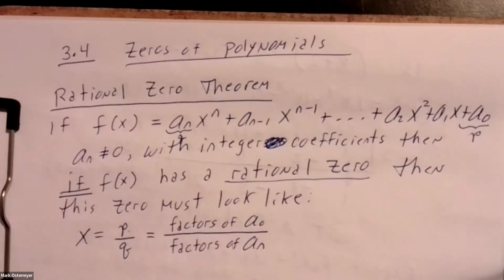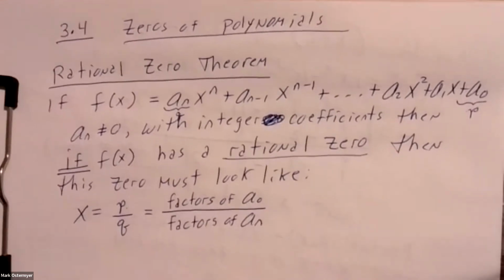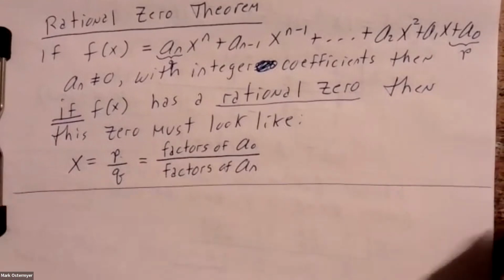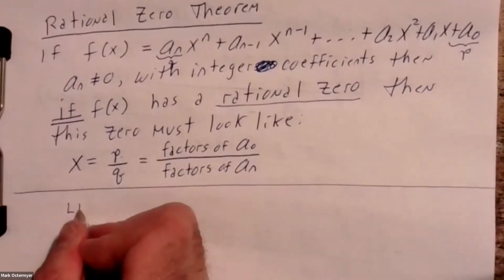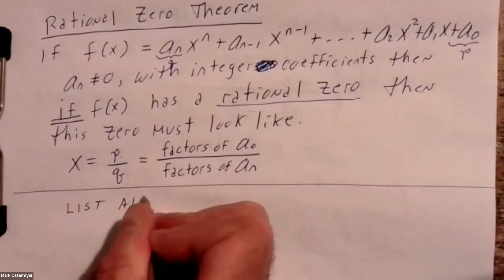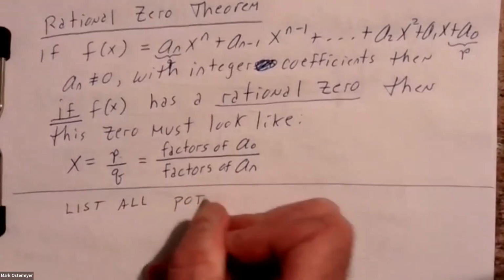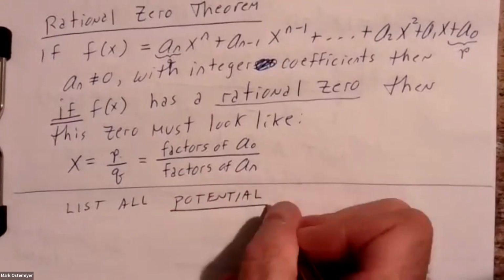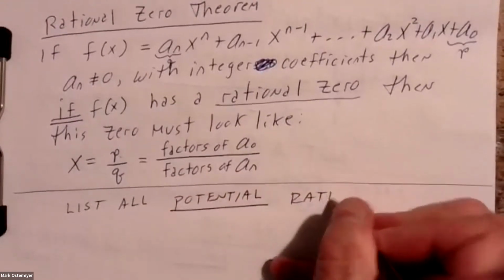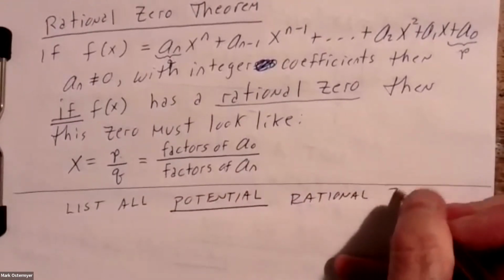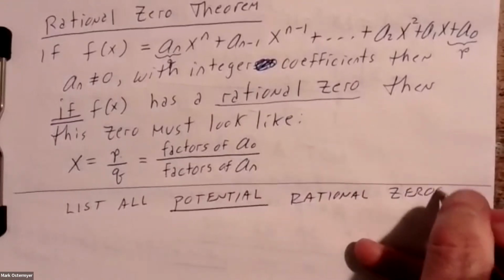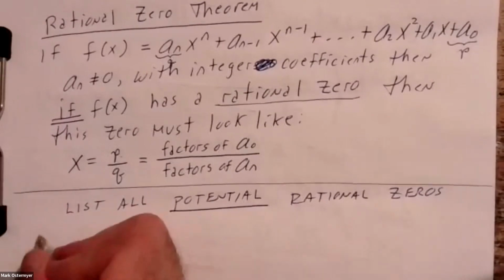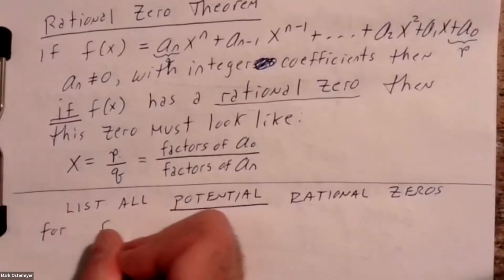That's what it's guaranteeing, okay? Rational zero theorem. So let's use this rational zero theorem to try to list all potential. Now, what does that word potential mean? It means that it could be, correct? List all potential rational zeros for this polynomial.